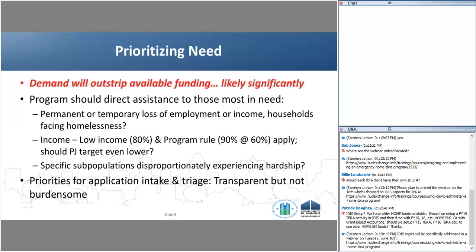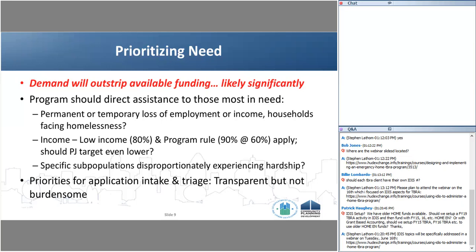And HUD indicated that can include individuals and families facing homelessness and seeking immediate housing, individuals and families who are currently housed but facing financial hardships, and even existing TBRA tenants that need additional assistance due to reduced or lost wages. There's a wide range of circumstances and needs, and obviously not all will be able to be addressed. That leads us to this issue of, do you have priorities?